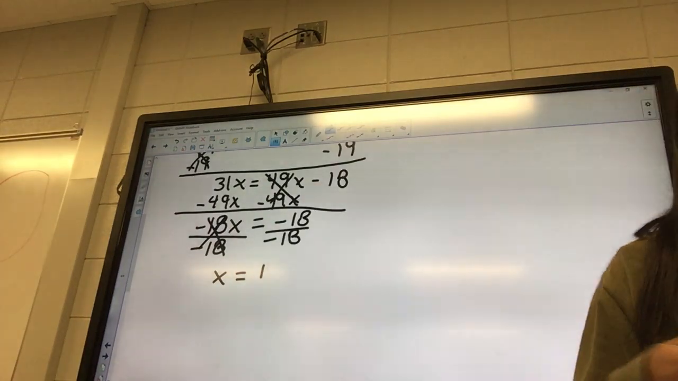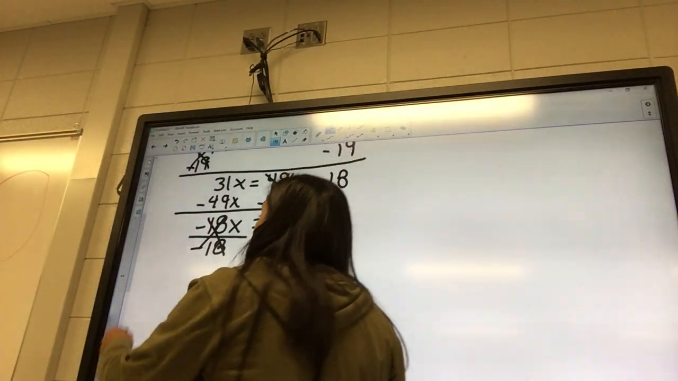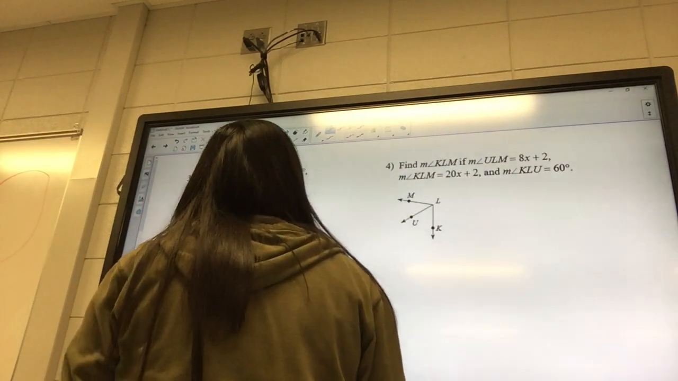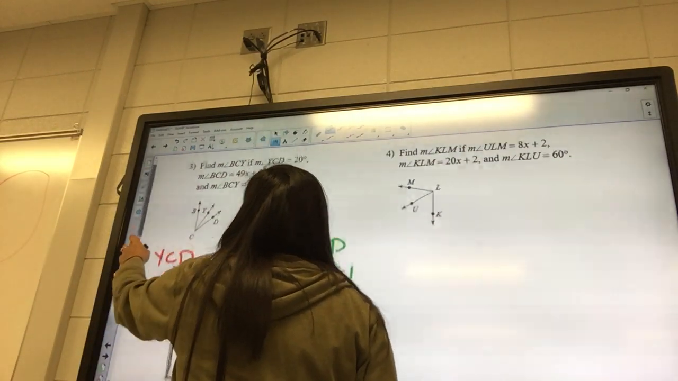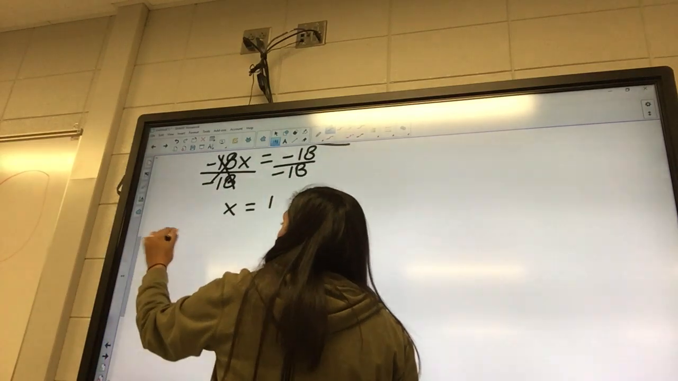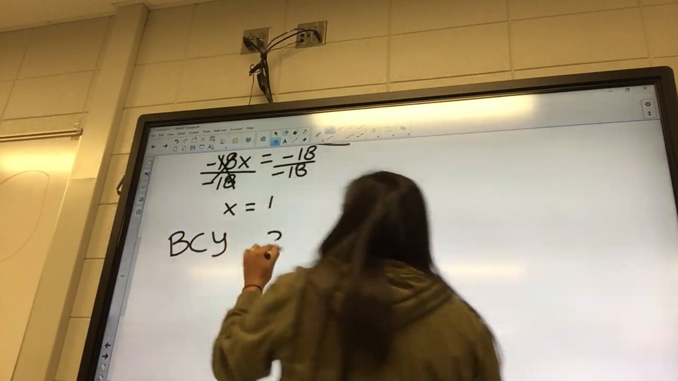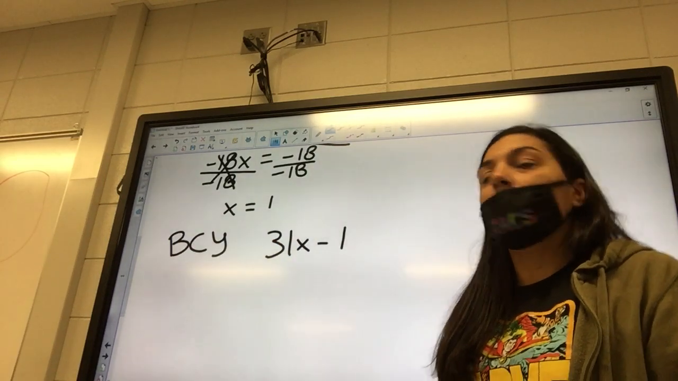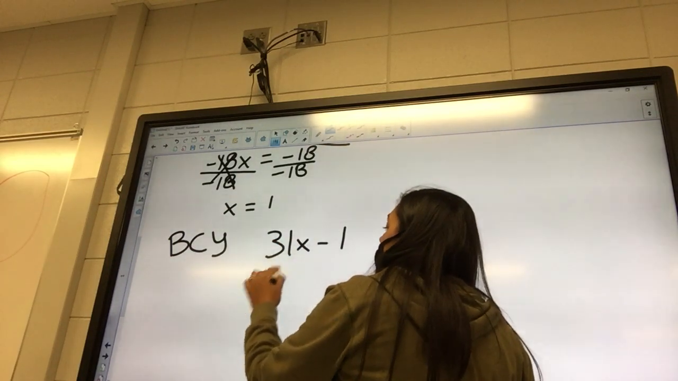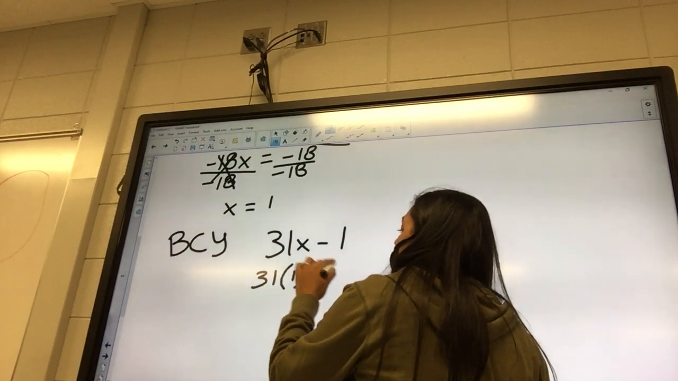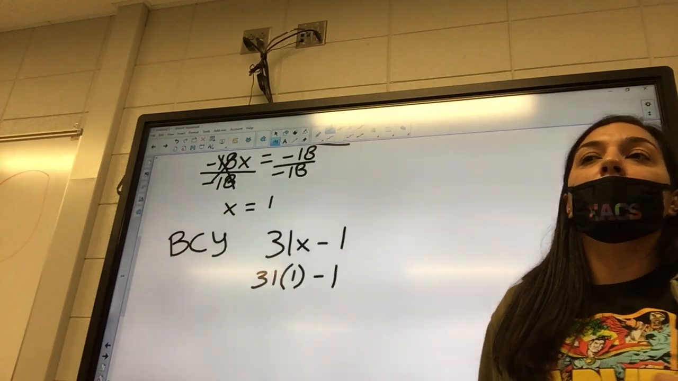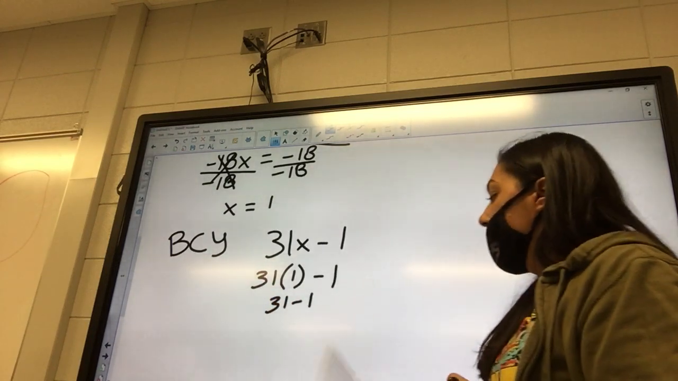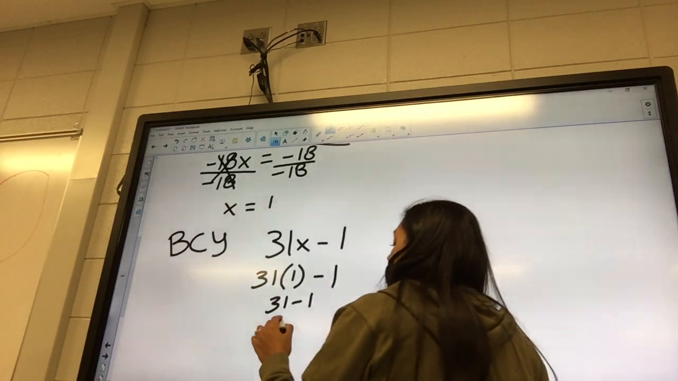Now what's our very, very last step? We have to plug the 1 in. And what angle are we trying to find? BCY, and what is BCY? 31x minus 1. And what's our x value? So you plug in the 1. So 31, and we put the 1 where the x goes, minus 1. So 31 times 1 is 31, and 31 minus 1 is 30.